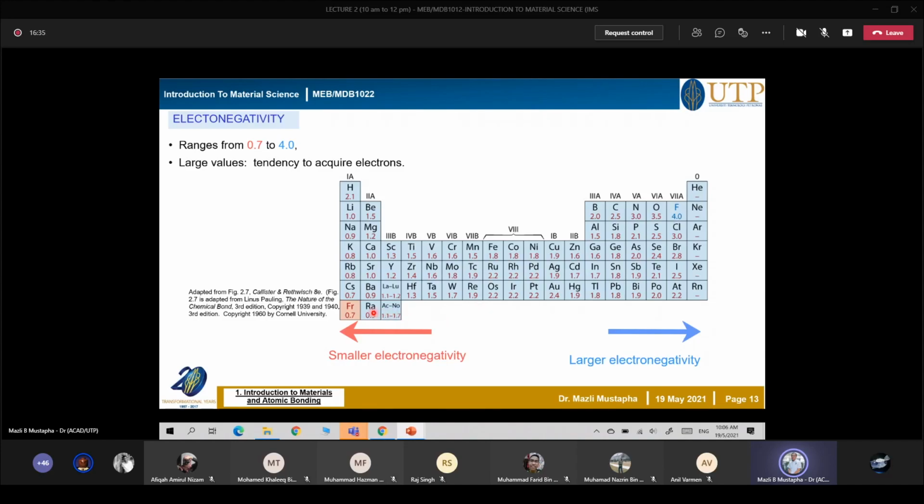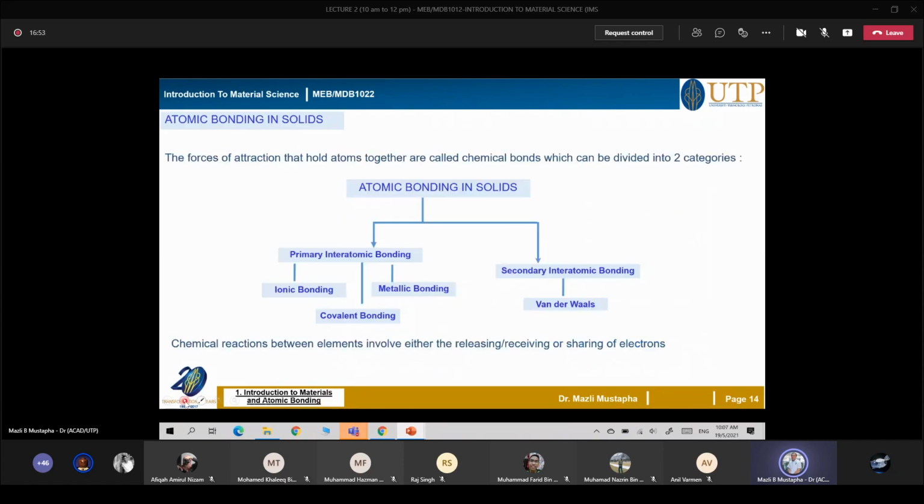From this side we have a smaller electronegativity, and for the right hand side, a larger electronegativity. The larger value means that we tend to acquire electrons. That's why it becomes a negative ion. Okay, and besides that, there is something else we have to know.